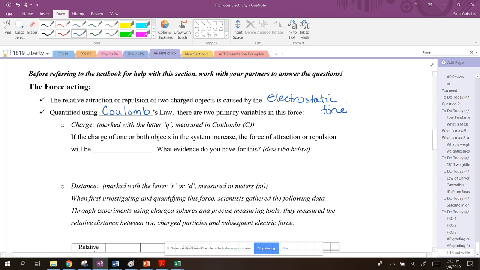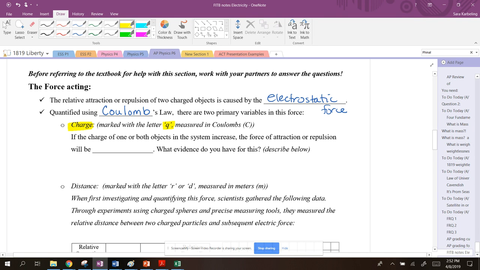Coulomb's law includes two primary variables for the force. The first one is charge. So you might want to underline that or highlight that or circle that so you know that the first thing that we care about is charge, okay? And because we like to make things logical, charge is marked with the letter Q. Okay? Sometimes it's a big Q and sometimes it's a little q. And they use them interchangeably.